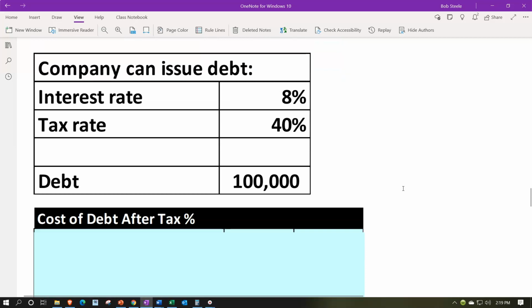So let's do it again here. Let's do it again because this is fun. So next time, now we've got 8% on the rate, and now the tax rate is 40%. We won't think about the debt first. We're just going to think about our formula, the thing you want to memorize here.